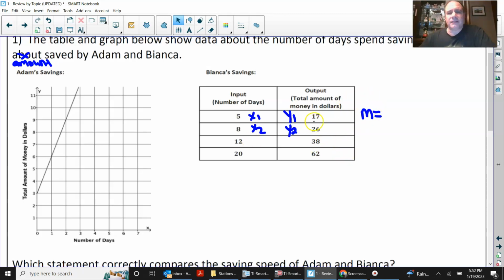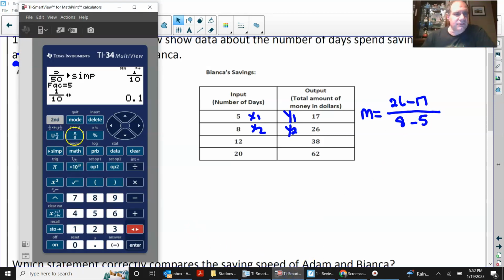Well, let's see how much Bianca saves. So we have 26 minus 17, and then we have 8 minus 5. Let's see how much Bianca saves. We're going to use our calculator. 26 minus 17 over 8 minus 5.